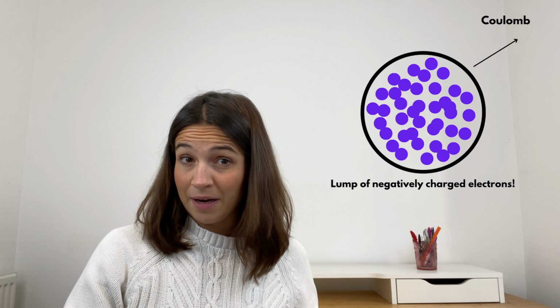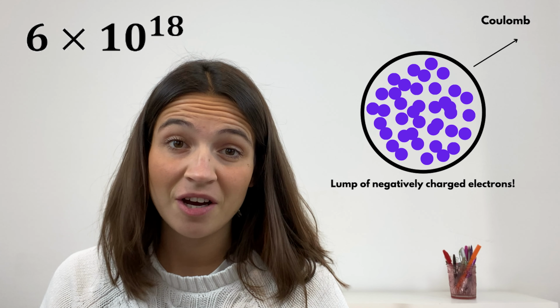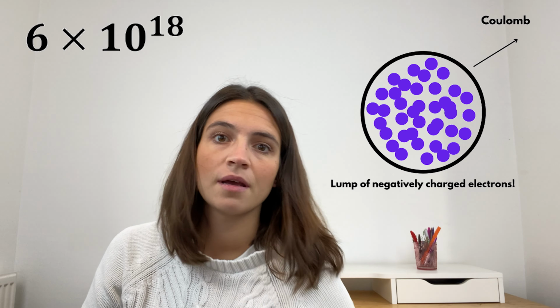We're going to collect a large group of electrons together and call it a coulomb. How many electrons? 6 times 10 to the 18. In other words, a lot. Great, so now instead of considering our electrons, we can consider how quickly our coulombs move through the wire.